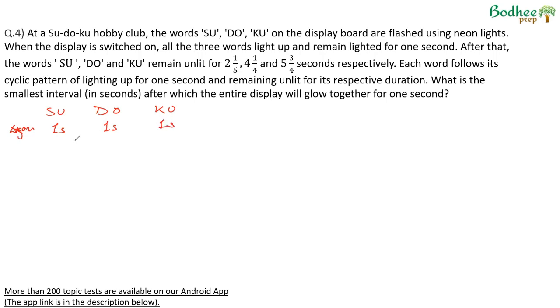After that, these words remain unlit for 11 by 5 seconds, 17 by 4, and 23 by 4 seconds respectively. Each word follows its cyclic pattern of lighting up for 1 second and remaining unlit for its respective duration.